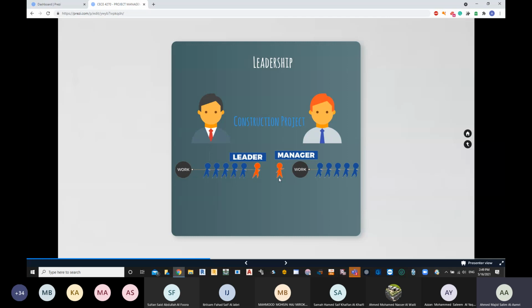So you should be leaders, not managers, because nobody likes managers who are just ordering. But if I see my manager working with me and supervising me, I will do 100, 150% rather than doing 100%. I'm seeing him. He is senior to me, more experienced than me, and has more salary than me. But he is working with me.